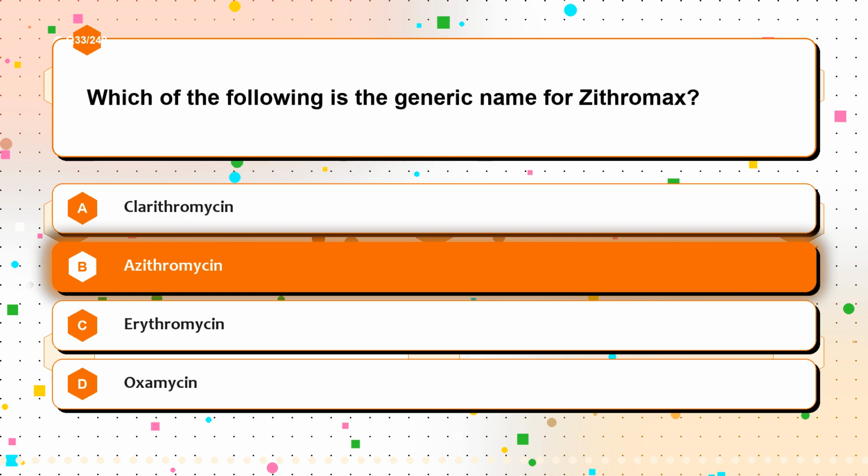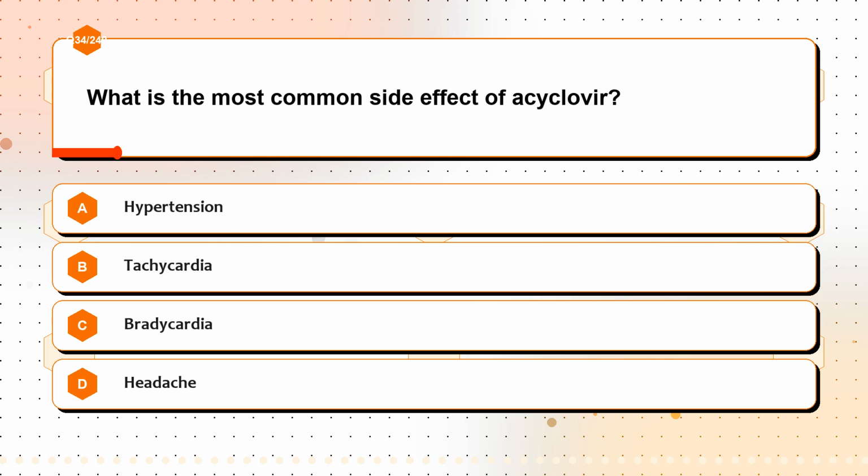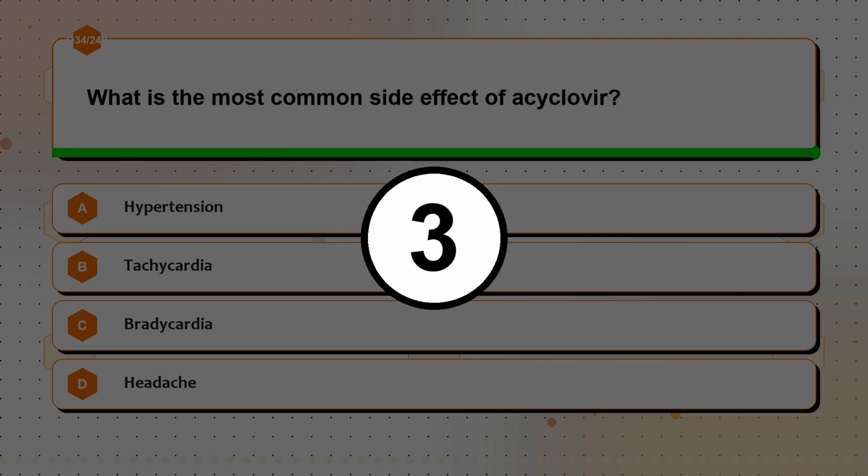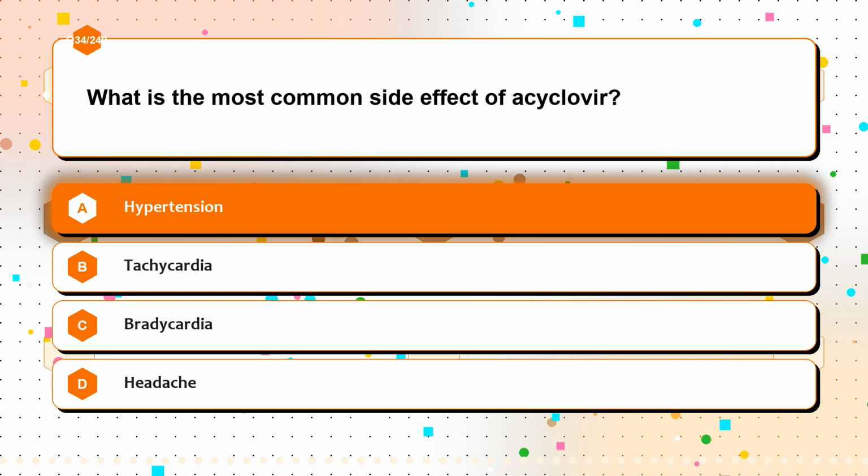The correct answer is option B, azithromycin. Question 34. What is the most common side effect of acyclovir? Here are the options. Option A, hypertension. Option B, tachycardia. Option C, bradycardia. Option D, headache. The correct answer is option A, hypertension.